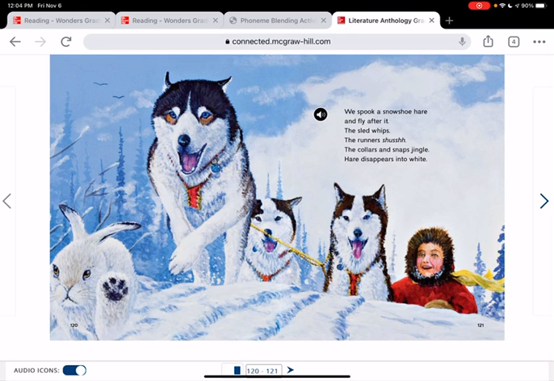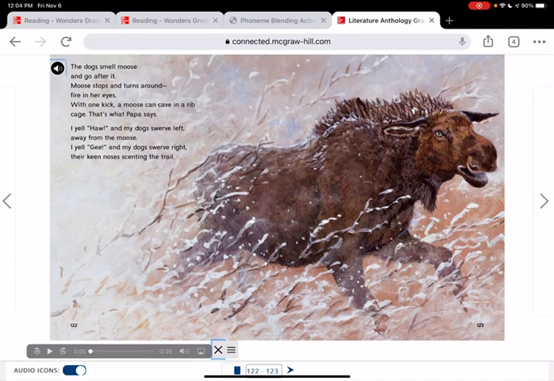I like this picture. It's really cool. So we might be getting some conflict here. You don't want to mess with a moose. Moose are powerful.